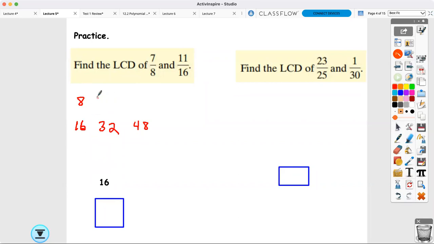Now that we have enough of these, we do the 8s. 8, then 16, 24, and 32. Now notice how there's only a 24 with the 8 and not the 16. So 24 cannot be it. And notice how we have 32 and 16, but we want the lowest one, the least. So 16 is the LCD. Does that make sense, ma'am?